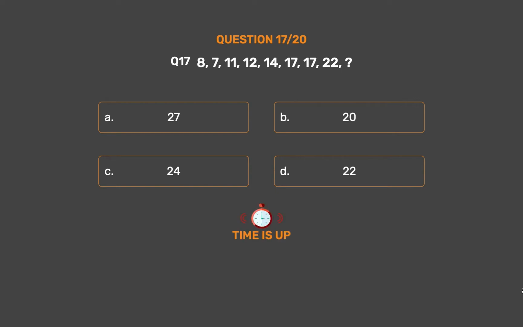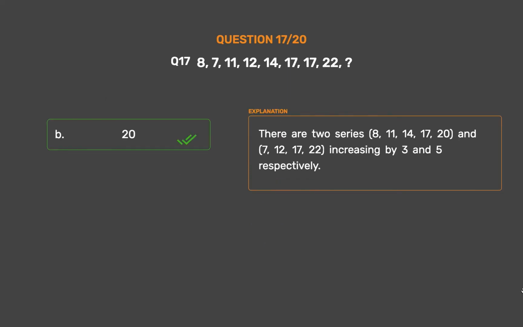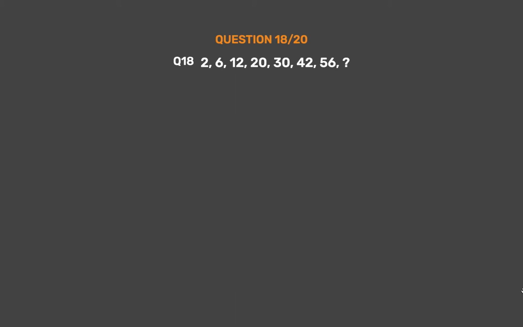The correct answer is Option B, 20. There are two series, 8, 11, 14, 17, 20, and 7, 12, 17, 22, increasing by 3 and 5 respectively. Question number 18. 2, 6, 12, 20, 30, 42, 56.